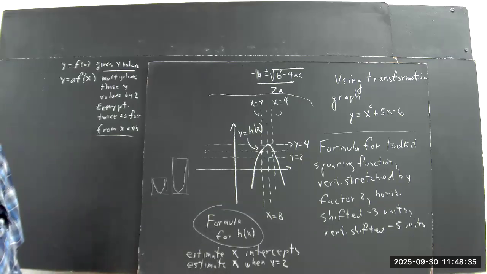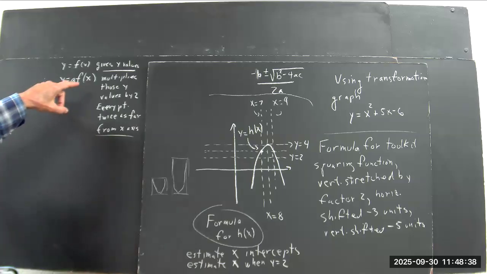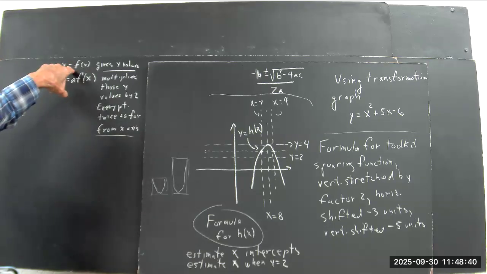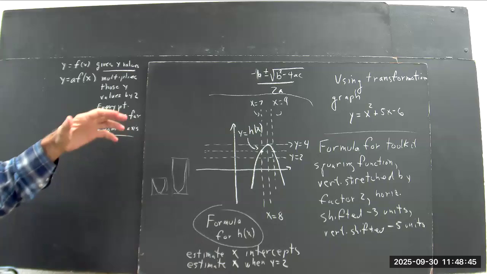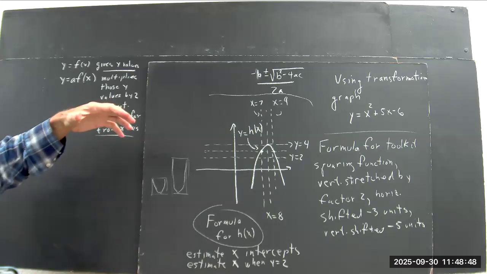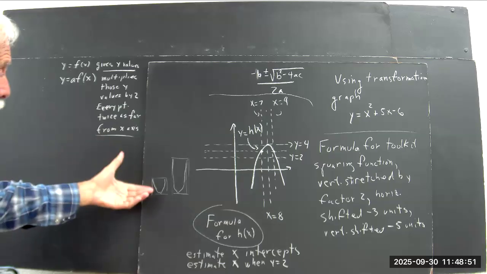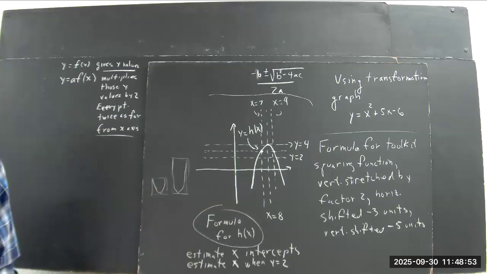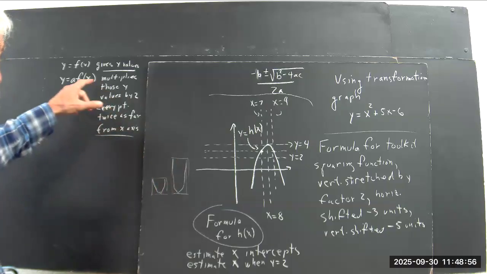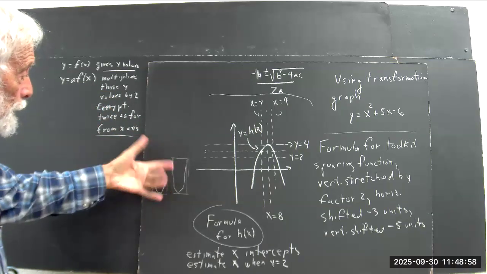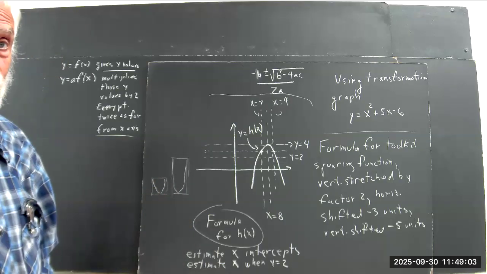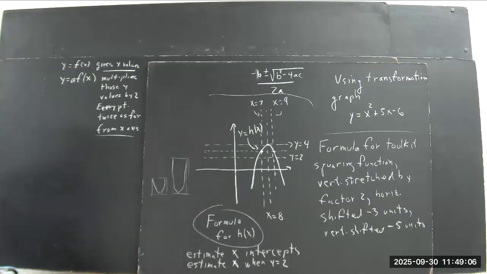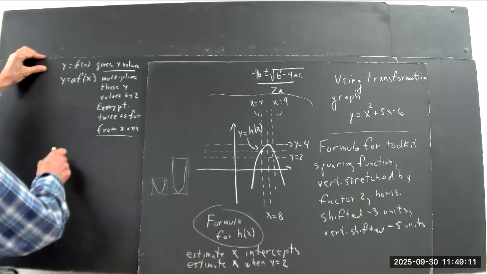Make sure you understand why multiplying a toolkit function by any number A vertically stretches it by a factor of A. Now, if A is negative, it also flips it upside down. So if it was a -2, you'd stretch it by 2 and then flip it over. So now it's opening downward. So do everything you can to understand those things. Okay, then.